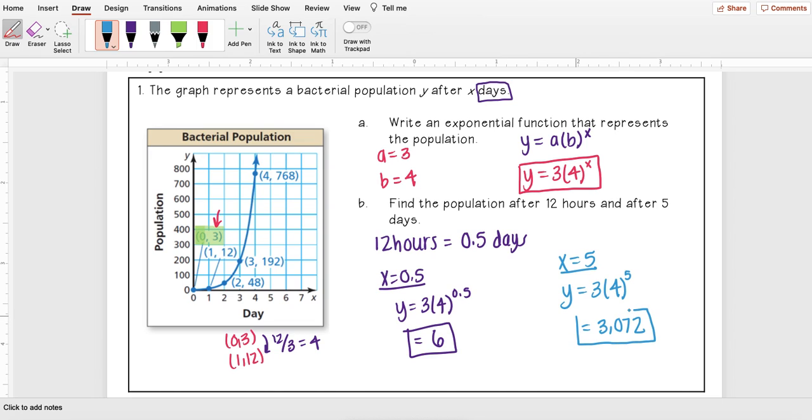That's something special about exponential functions. You hear that phrase a lot, it grew exponentially. So it grew very rapidly, and that's the case here. We see the little population of 3 after 5 days grew to over 3,000. And that's kind of special about exponential functions.